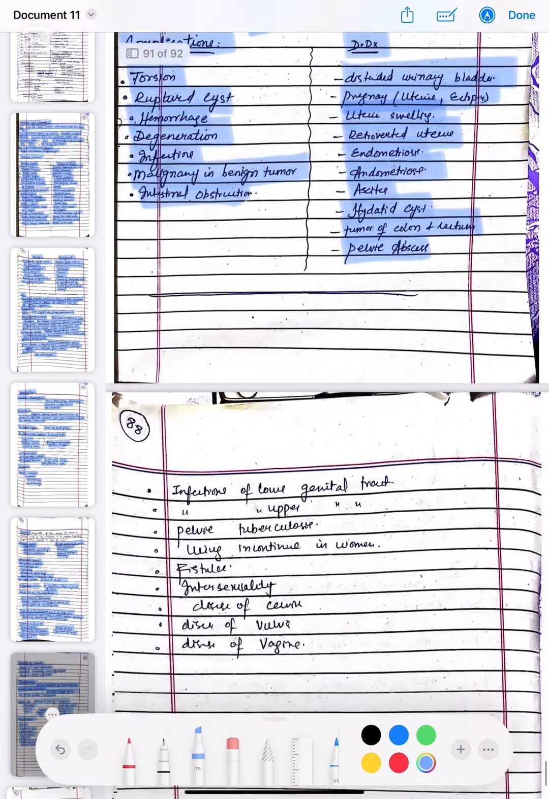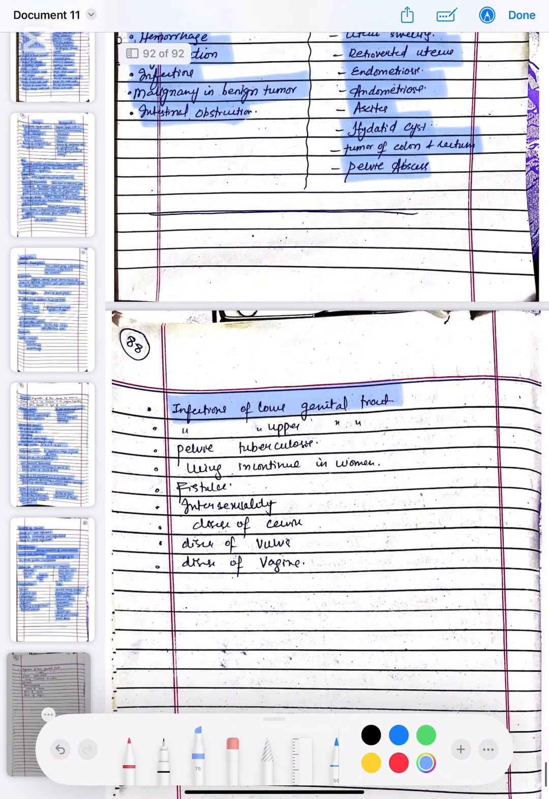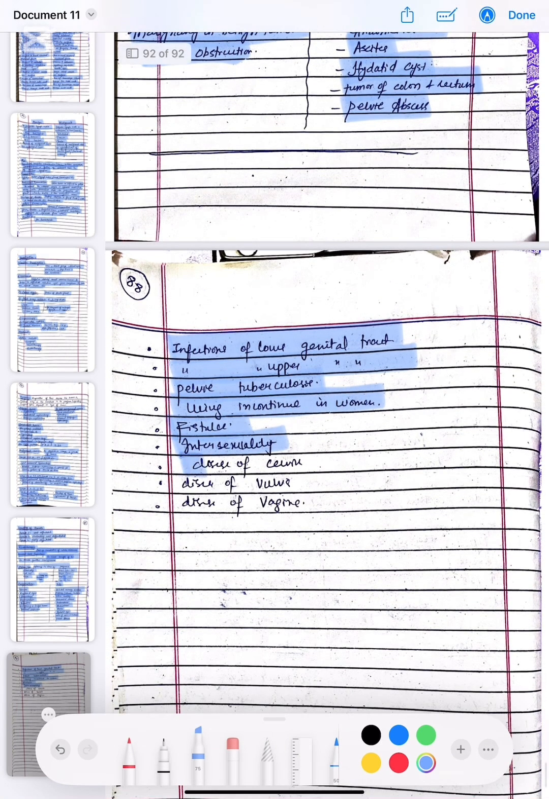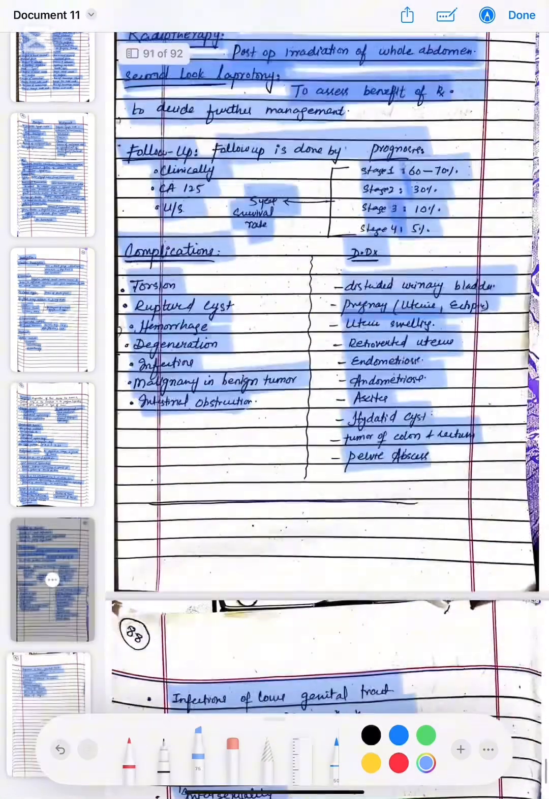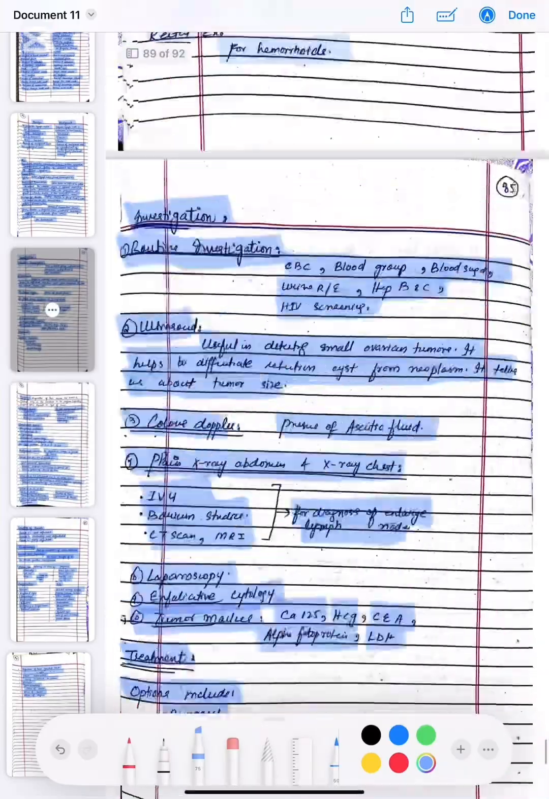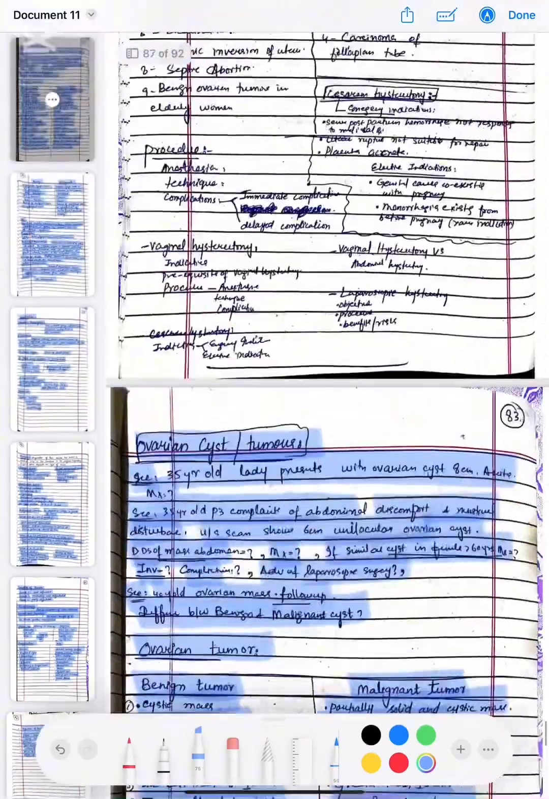The infections of the lower genital tract, the infections of the upper genital tract, pelvic tuberculosis, urinary incontinence in women, fistulas, intersexuality, diseases of the cervix, diseases of the vulva, and diseases of the vagina. So these are the ovarian cyst tumors.